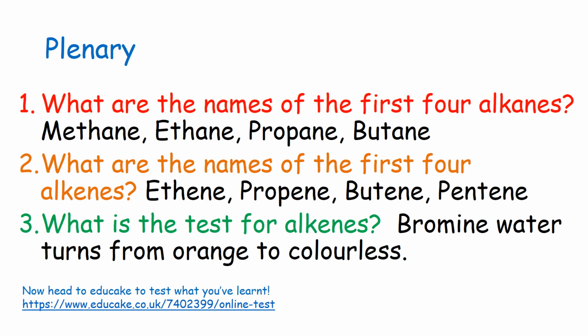The names of the first 4 alkenes are ethene, propene, butene and pentene. Remember, there's no such thing as methene because the double bond needs to be between 2 carbon atoms. Last question was, what was the test for alkenes? It is adding bromine water, which will turn from orange to colourless in the presence of alkenes.